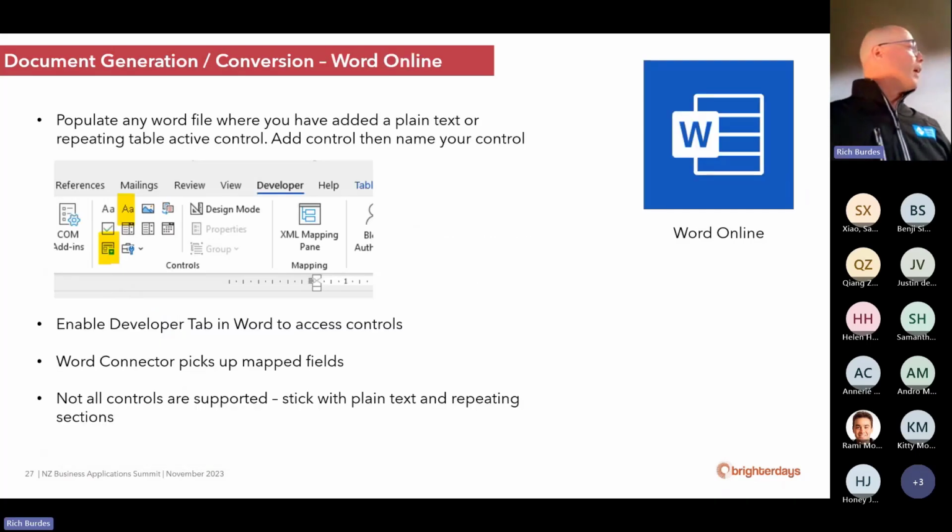Within Word, you need to enable the developer tab, and then get all excited when you turn on the developer tab and you see all these different active controls that you could use, but you can't use them. You can use them in a normal Word document, but in Power Automate, it's really only going to talk to repeating sections and plain text controls.